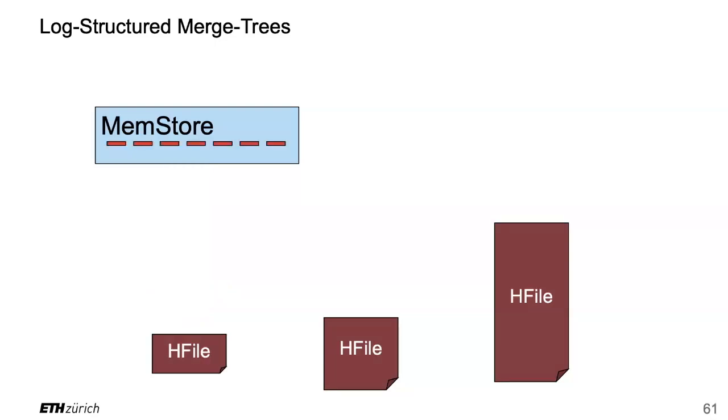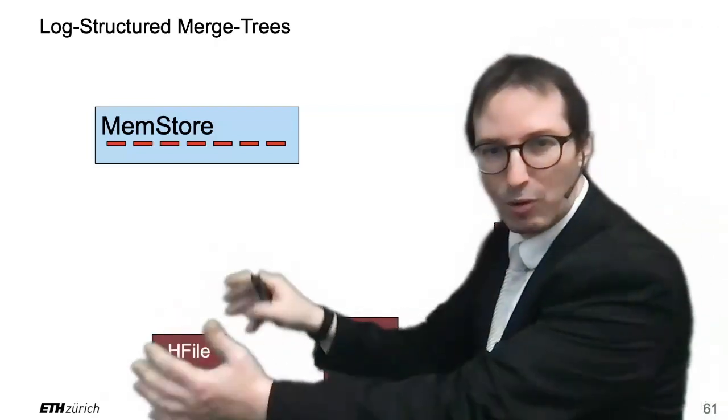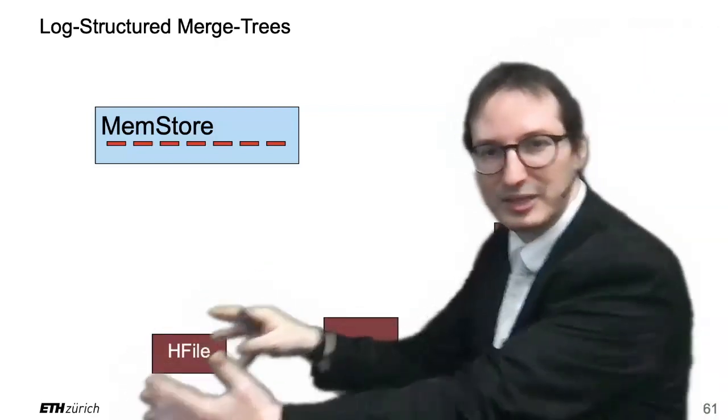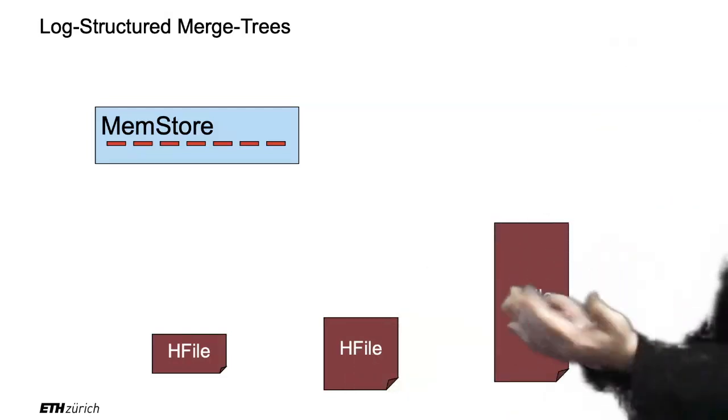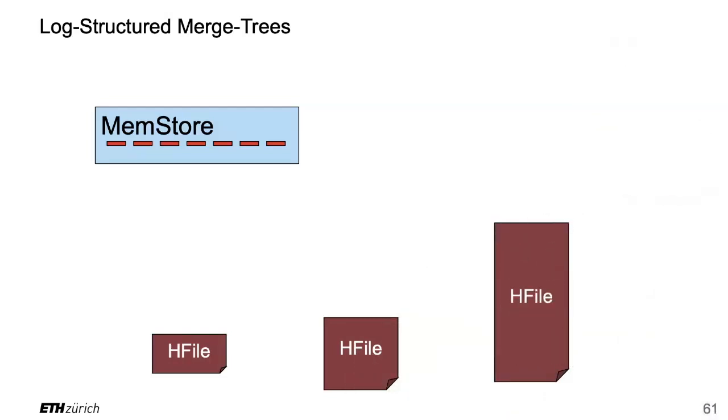And so what's going to happen in the structure is that the very, very recent key values are in the working memory of the computer. The slightly older values are in here. The even older values are in here, and the even older values are in here. So the older the values, the larger the HFiles.